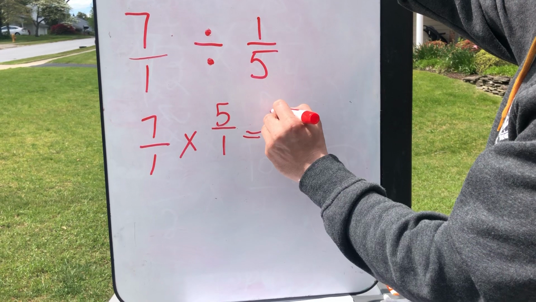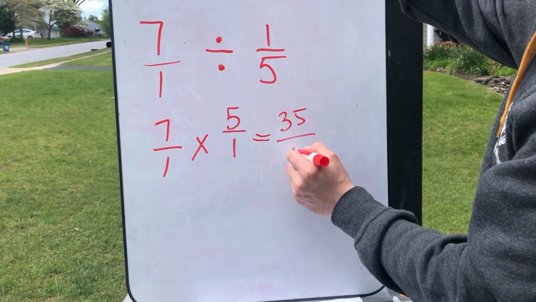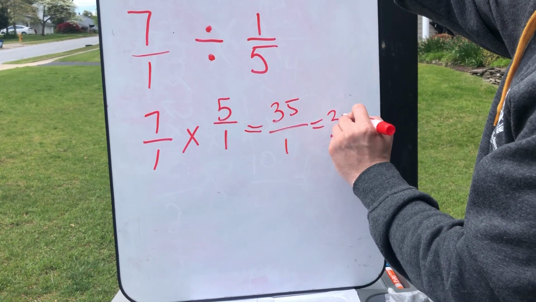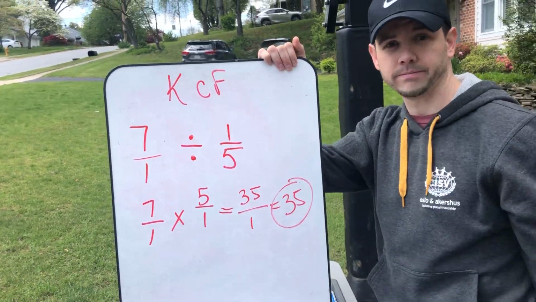And now I just multiply across. 7 times 5 is going to give me 35. 1 times 1 is 1. 35/1 is equivalent to 35. And we have 2 more.